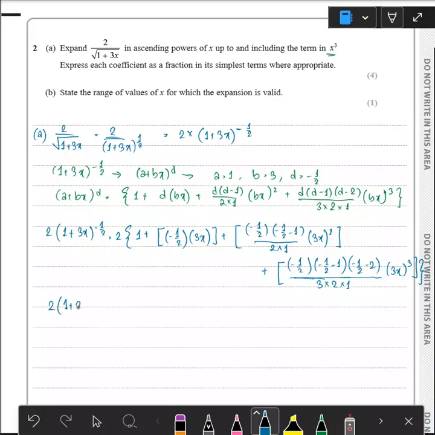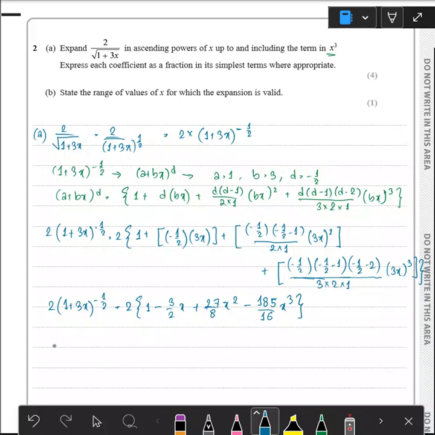So 2 multiplied by 1 plus 3x to the power negative half would be 2 bracket 1 plus negative half multiplied by 3, which is negative 3 by 2 x, plus, if you put all this in the calculator, negative half multiplied by negative half minus 1 divided by 2 multiplied by 3x whole square would give us 27 by 8 x square, and negative half multiplied by negative half minus 1 multiplied by negative half minus 2 divided by 6 multiplied by 3x whole cube, we'll get negative 185 divided by 16 x to the power 3.